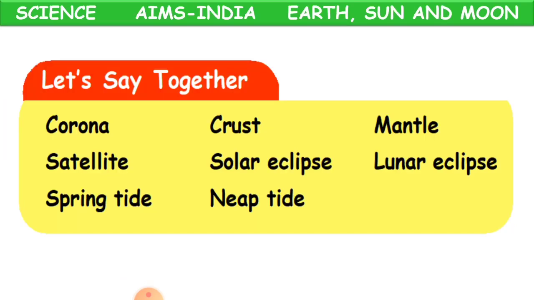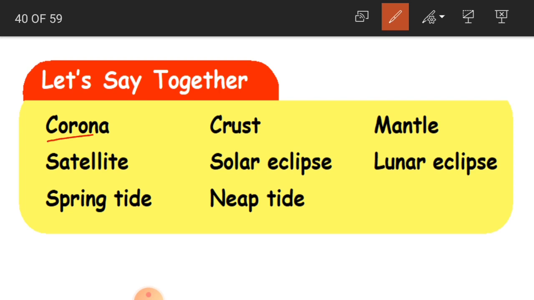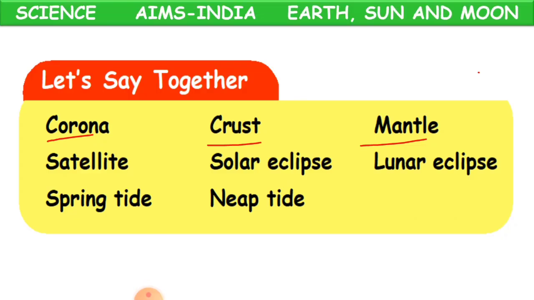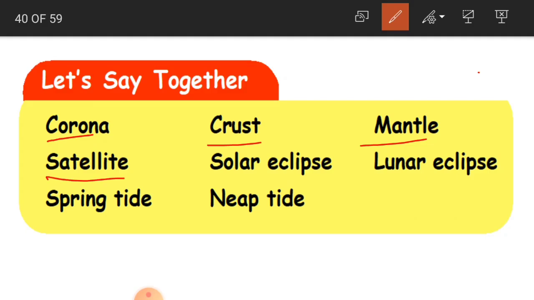Now, so here are some words, children, where you have to practice them and remember them. Like what are they? They are corona. Okay. So corona is the outer layer of the sun. Crust. What is this? Crust is the first layer of the earth. So mantle, it is the second layer. Satellites means a celestial body which revolves around any planet. Okay, like for example our moon, it is a natural satellite.